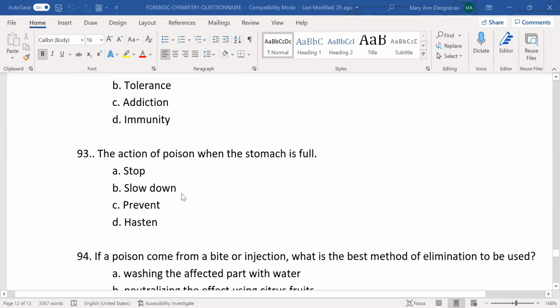93. The action of poison when the stomach is full. A, stop the action of the poison. B, slow down the action of the poison. C, prevent the action of the poison. D, hasten the action of the poison. Slow down. Kasi pag may laman yung tiyan natin, hindi tayo masyadong affected nung effect nung poison. Okay, slow down.